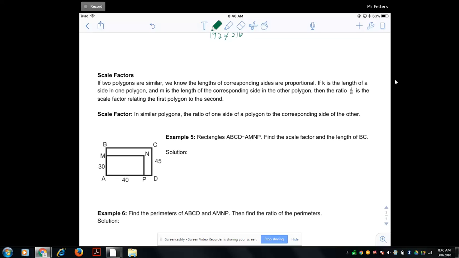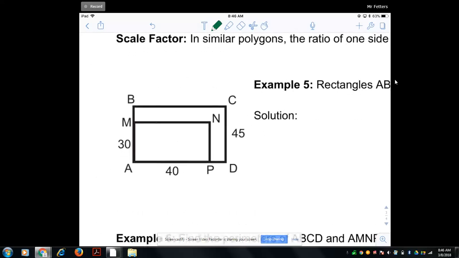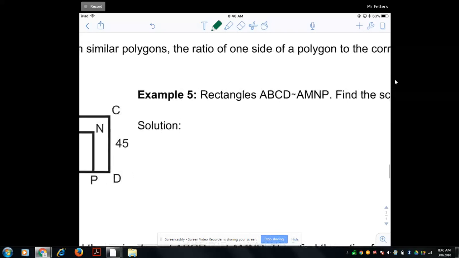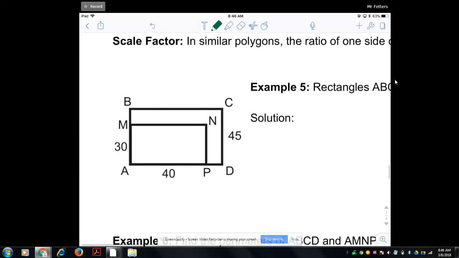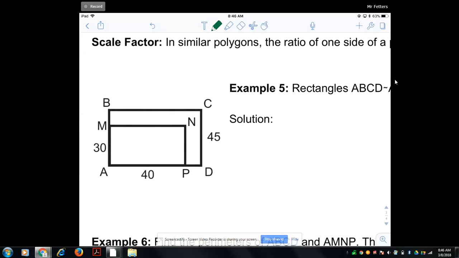So it says rectangle ABCD is similar to AMNP. It says find the scale factor and the length of BC. So if I look here, I have AM corresponding to AB, right?